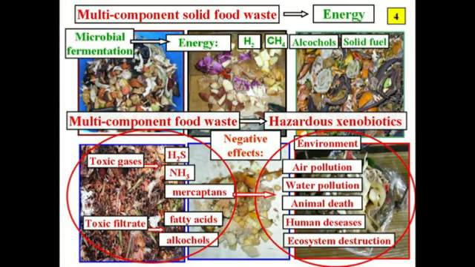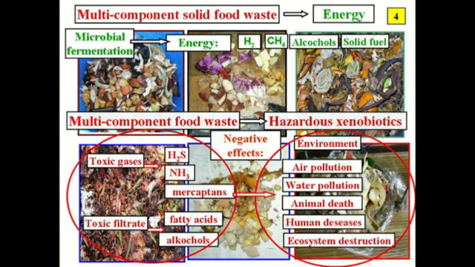Accumulation of huge amounts of waste leads to a number of problems. They are the following. First of all, it is direct accumulation of toxic food waste that occupies large areas near megapolises. Second, it is poisoning of the atmosphere with toxic gases, such as hydrogen sulfide, ammonia, and mercaptans. Third, it is poisoning of soil with toxic filtrate. Altogether, it leads to environmental pollution, diseases of humans and animals, and destruction of ecosystems.